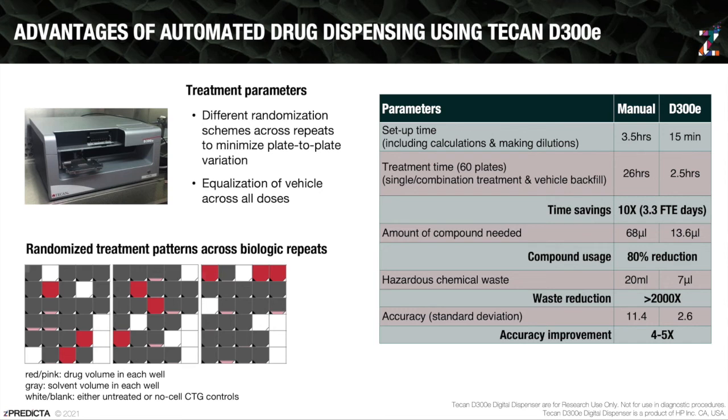The compound usage is drastically reduced when you don't have to set up various dilutions. We see about 80% reduction in the usage of the compound, which saves the compound and reduces the amount of chemical waste that needs to be treated. And the waste reduction is very drastic, close to 2,000-fold. And of course, the accuracy improvement is also very noticeable. There's no human error in pipetting. There are no missed wells. There are no mixed up wells. So we see about 4 to 5-fold accuracy improvement by using the automated treatment.